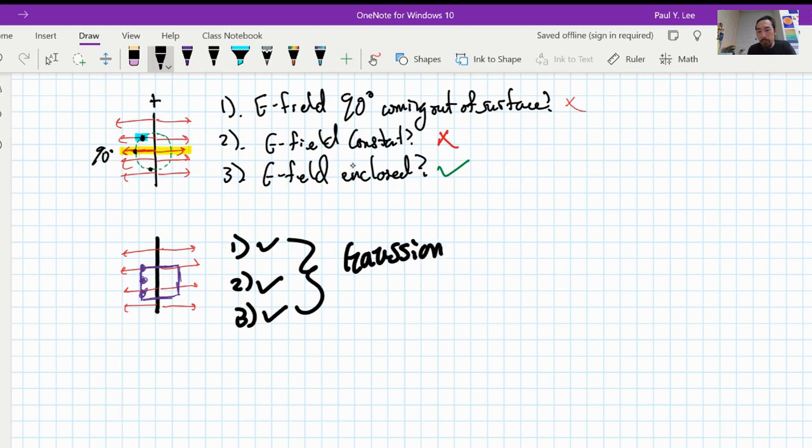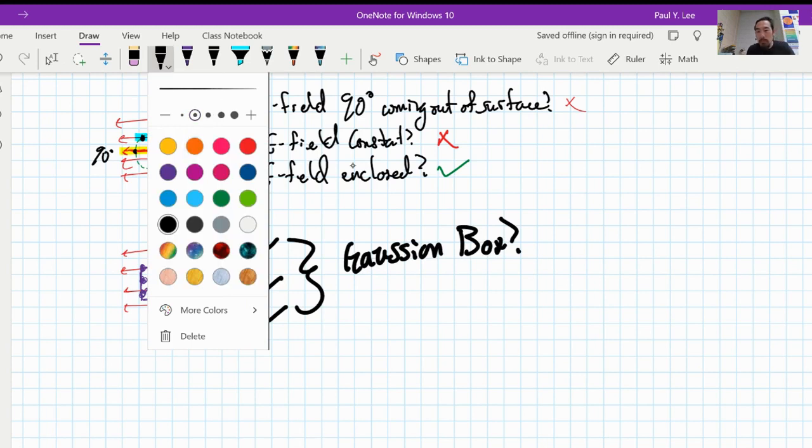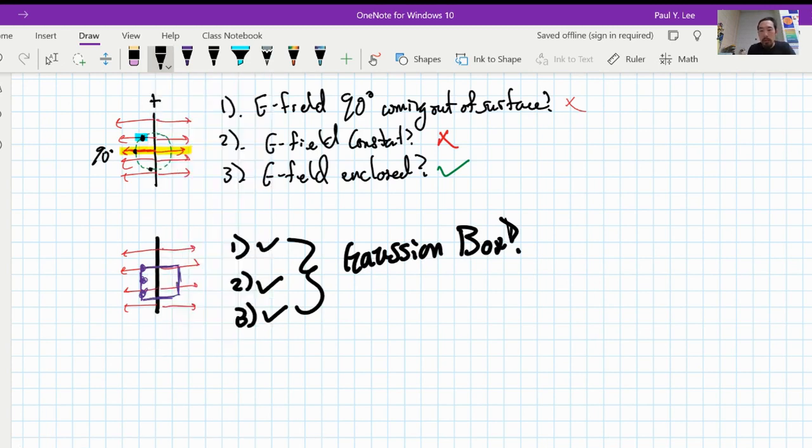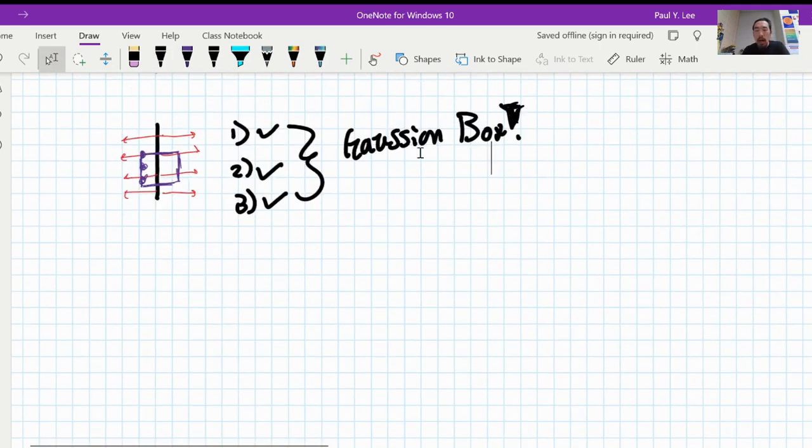Is it the official term? I don't think so. I don't think anyone calls it the Gaussian box except me. But it kind of makes sense. It's a Gaussian box. Why did I put a question mark there? That should be an exclamation point. This is a Gaussian box! All right, so this is a 2D image. Let's show why this Gaussian box works with our requirements.